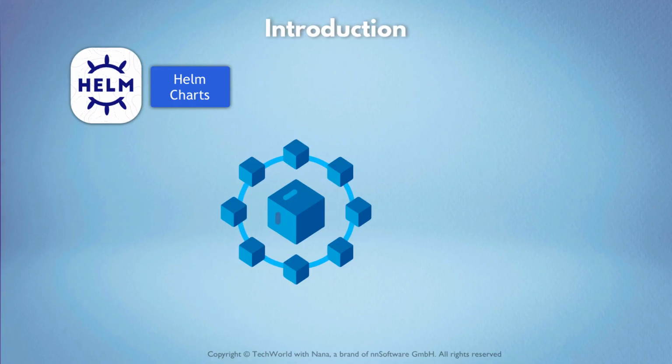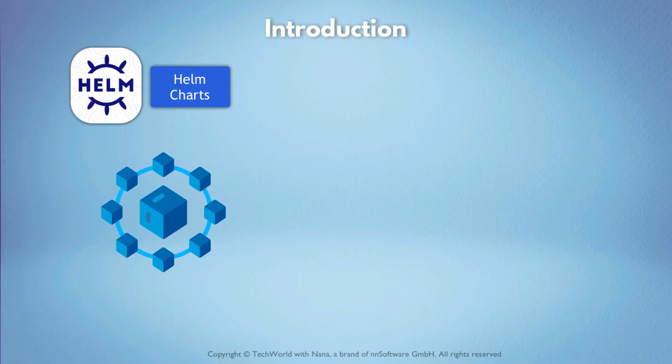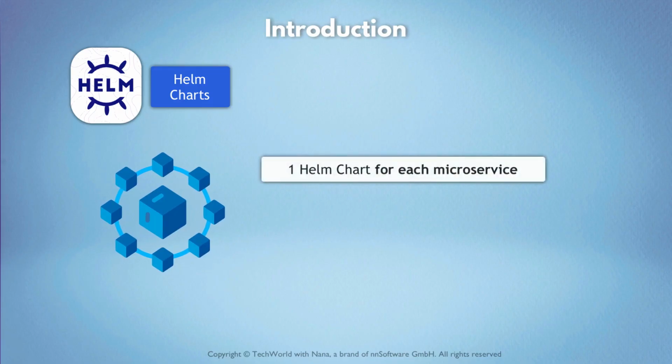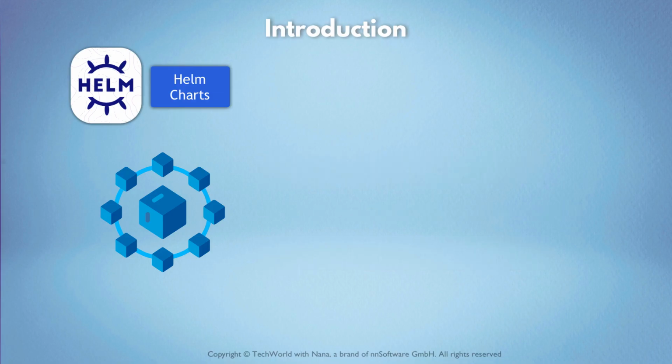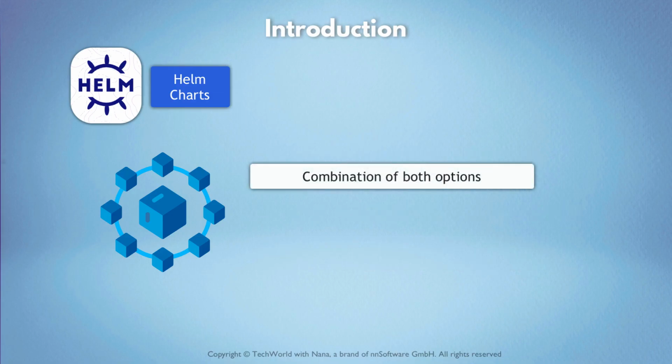Now, there are two ways of creating Helm charts for microservices. First one is creating a separate Helm chart for each microservice, which makes more sense if the microservice configurations are very different from each other, or the second option is creating one shared Helm chart for all the services. Both of these ways have their advantages and disadvantages, and which option you choose really depends on your application. You can actually use a combination of both.